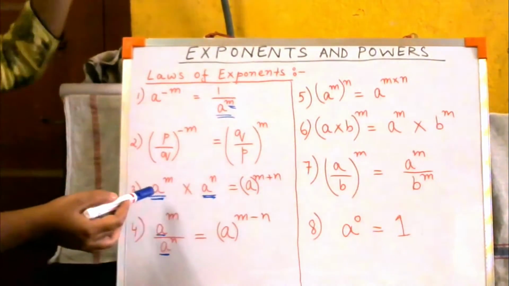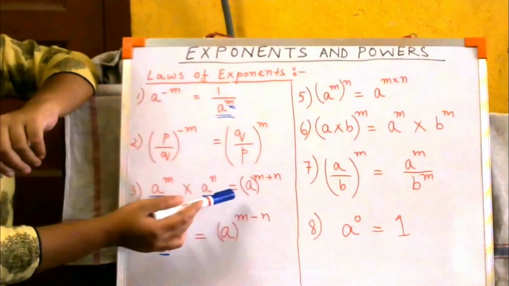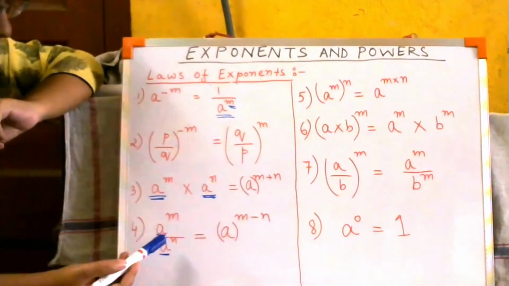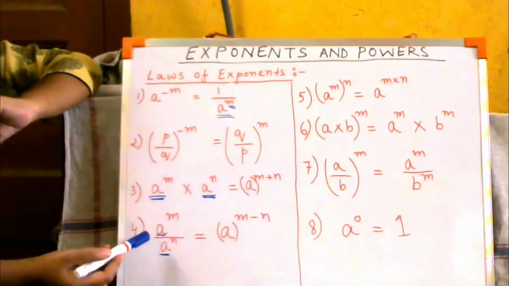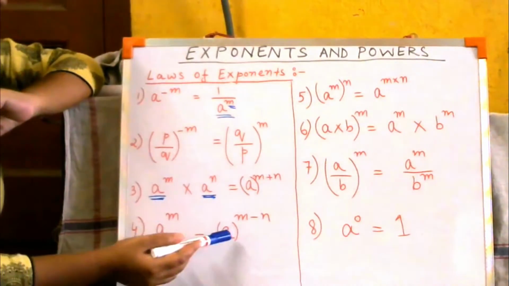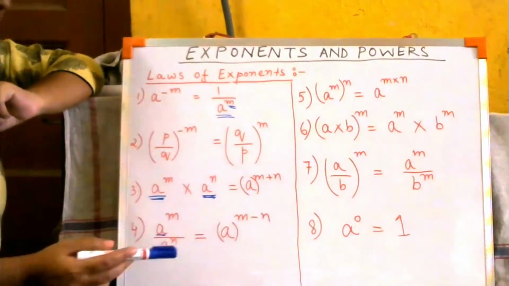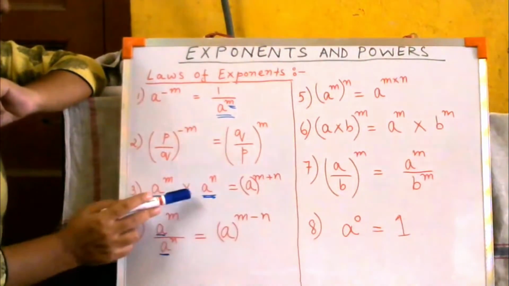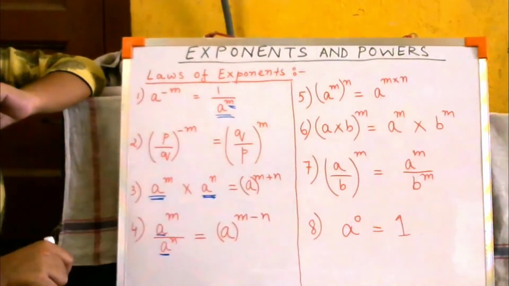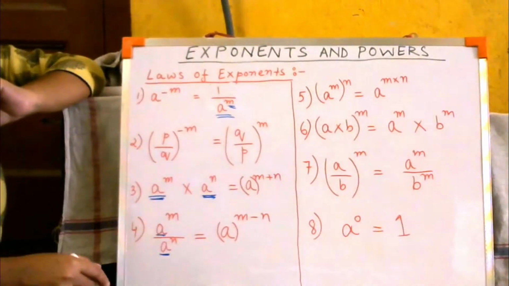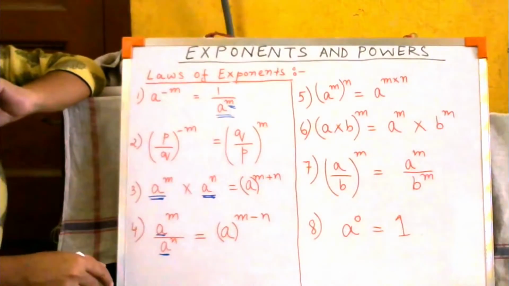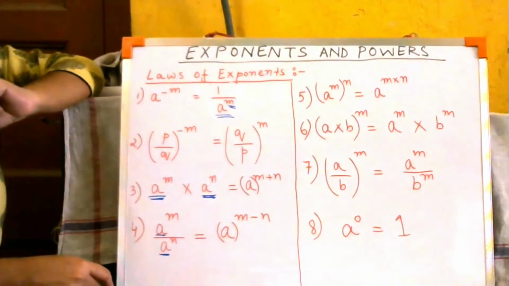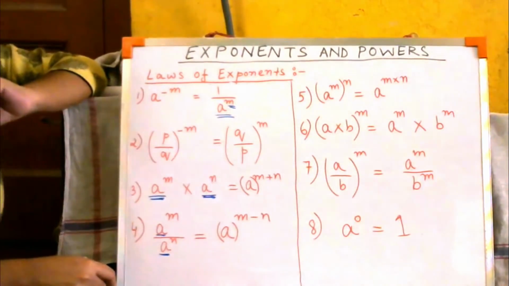Clear? So a to the power m into a to the power n equals a to the power m plus n. A to the power m divided by a to the power n equals a to the power m minus n. In division it will be minus, in multiplication it's going to be plus. These laws are there in the book, but still I want you to write them down in your copy so that you memorize. Because you people don't open books, that is also true.